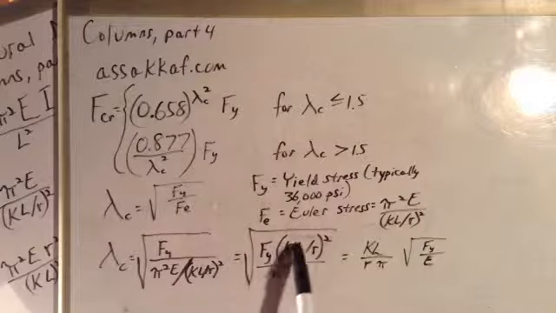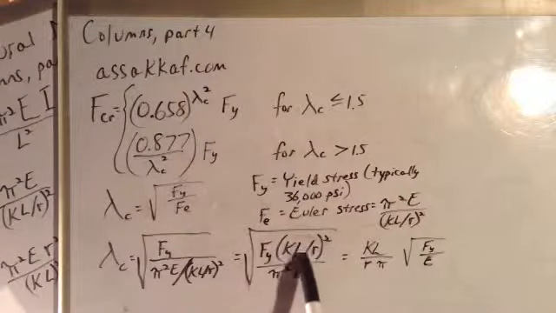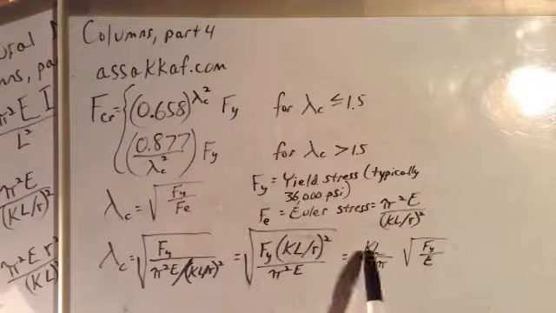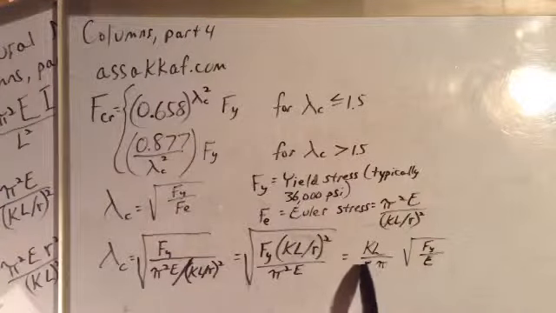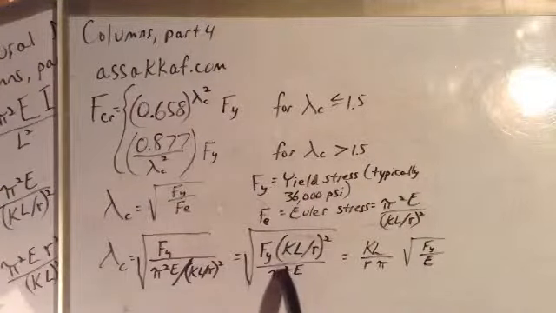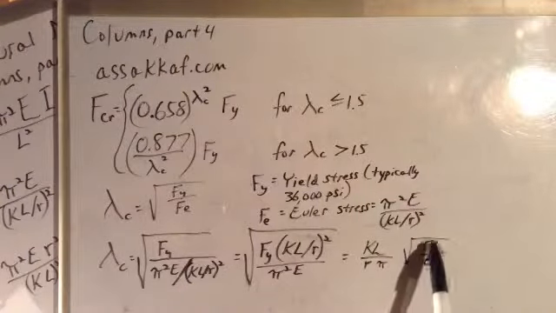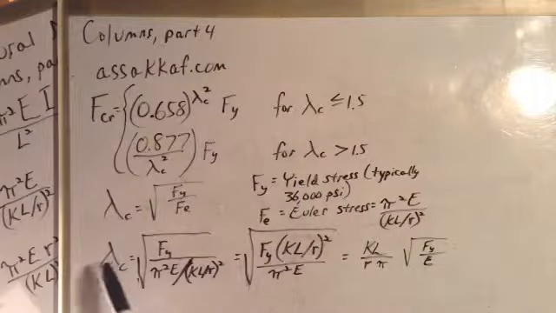Now we factor out the things that are squared. All that squared is k squared times L squared over R squared. So the square root of k squared is k, the square root of L squared is L, the square root of 1 over R squared is 1 over R, the square root of 1 over pi squared is 1 over pi, and we have the square root of Fy over E times all that. That's what our lambda is.